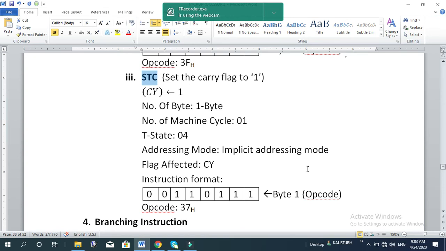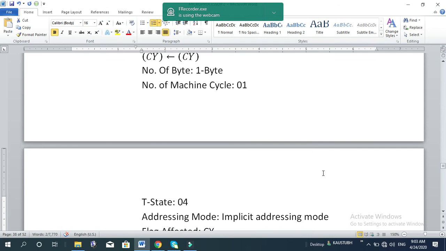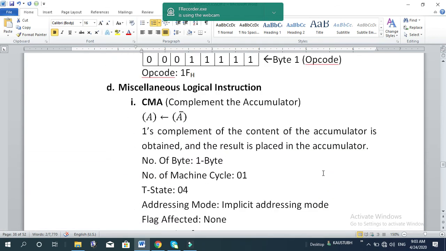Then comes some miscellaneous logical instructions, under which there is complementing the accumulator CMA, complementing the carry flag CMC, and setting the carry flag to 1 STC.